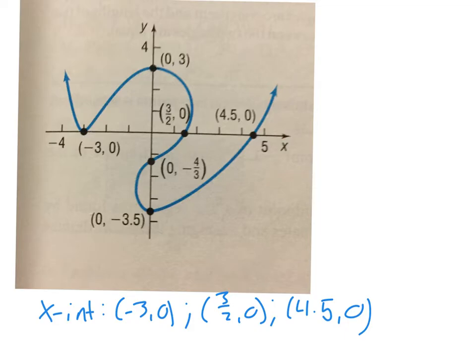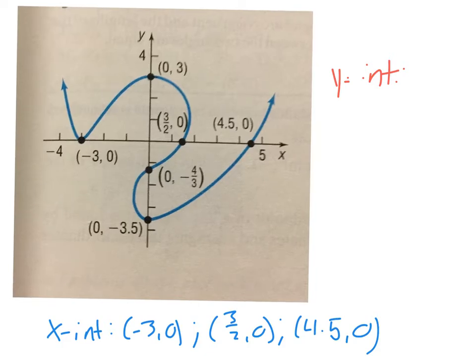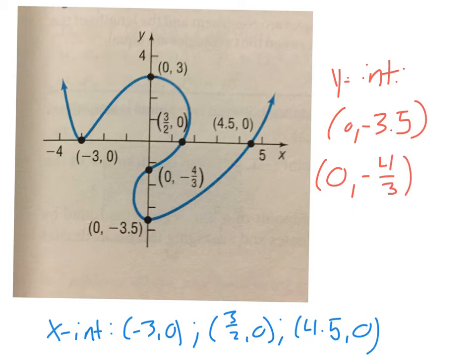Now let's find the y-intercepts. So same thing. I'm going to start at the bottom and work my way up. So my first y-intercept is here at 0, at the ordered pair 0, comma, -3.5. Okay, then the next one happens at 0, -4/3. And then we cross again at 0, 3. And those are all of the y-intercepts.